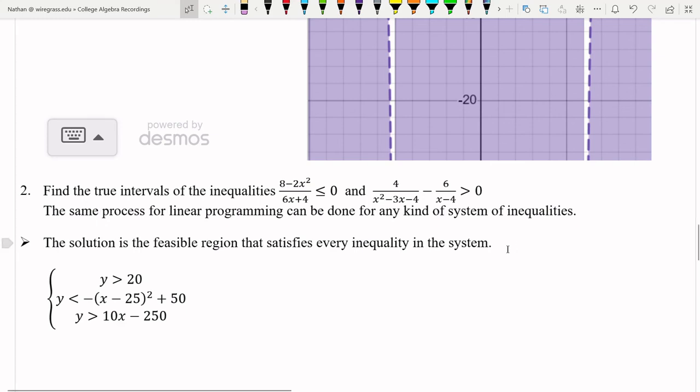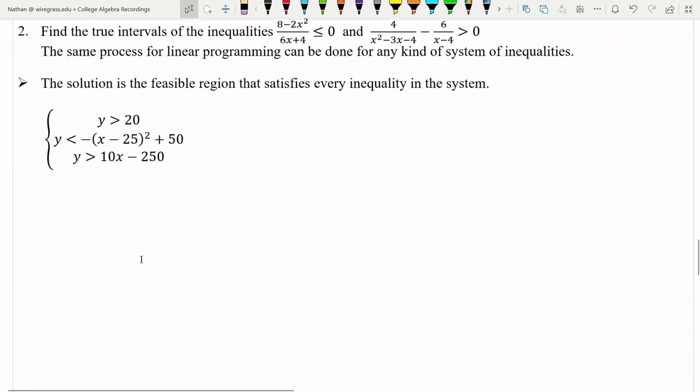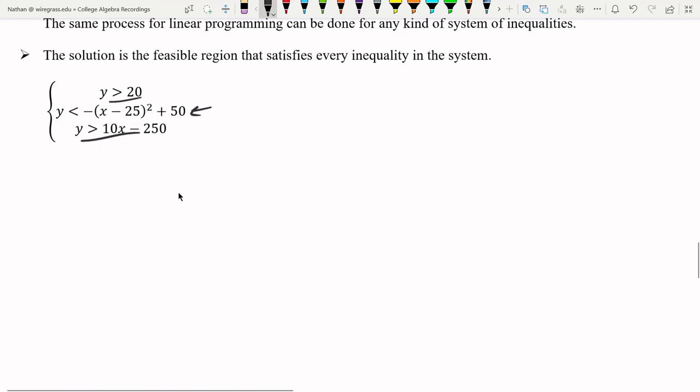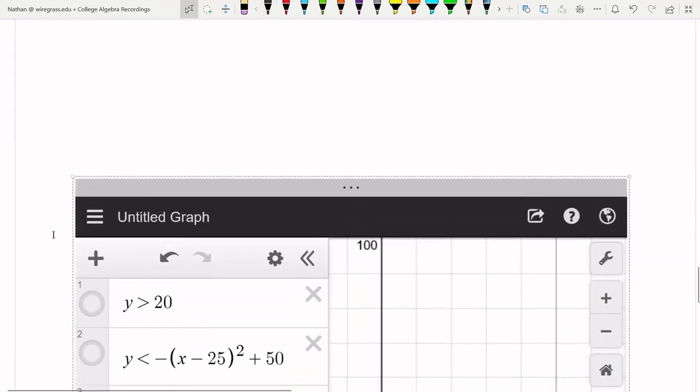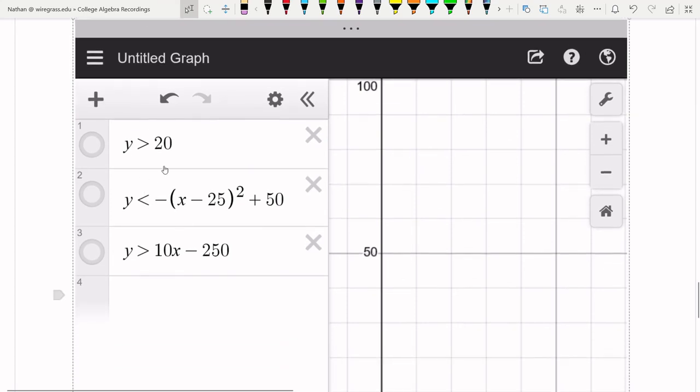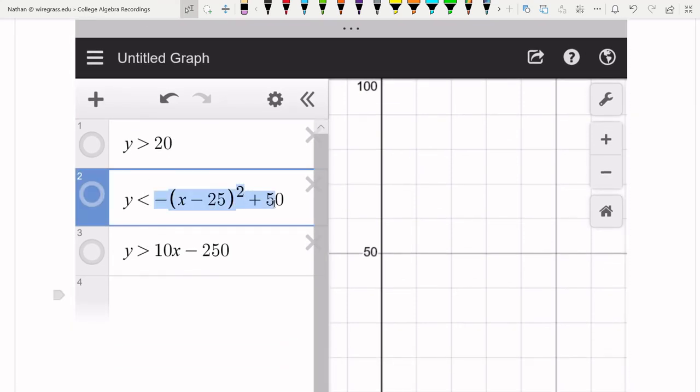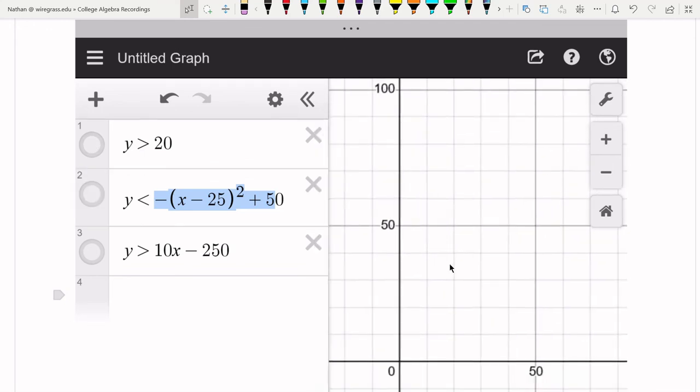Now, the same process we found for linear programming, where you're looking for the overlap of all the linear equations, can be done for any system of inequalities. Here I have 2 linear equations and a quadratic equation. And so all we're really looking for here is the overlap. And we can find the overlap here by graphing it. So let's go ahead and graph this equation here. Everything's already got y greater than or less than something, so we don't have to move anything around.